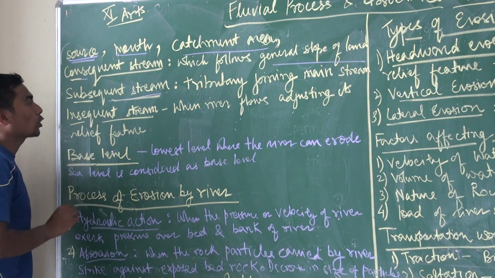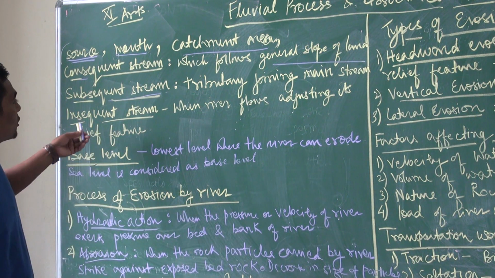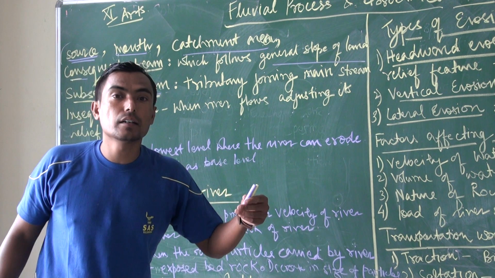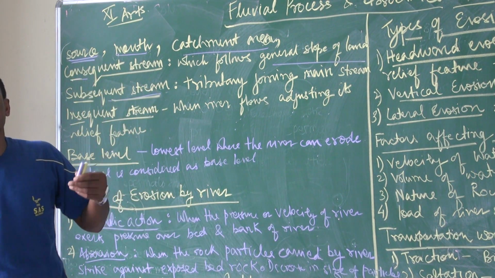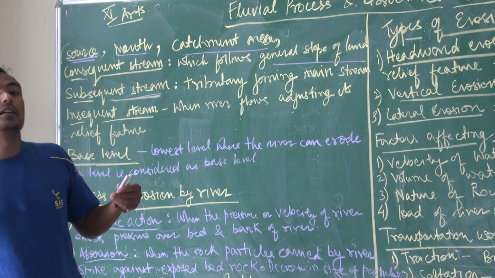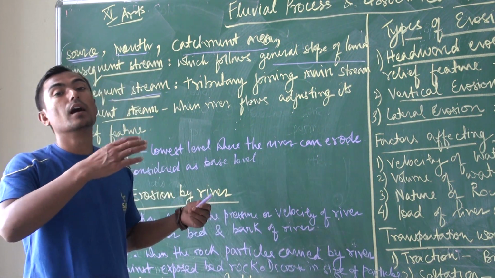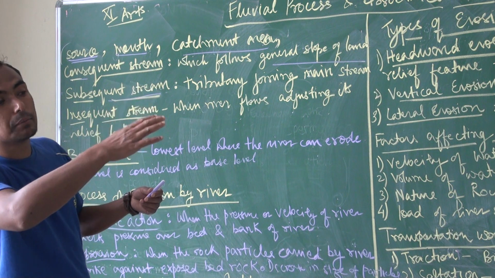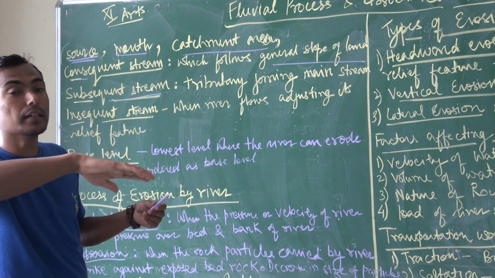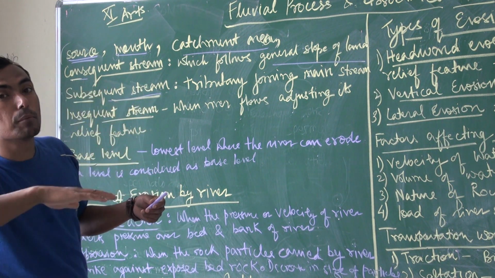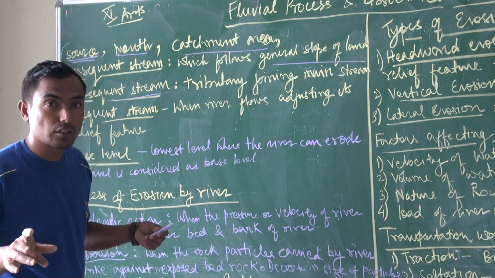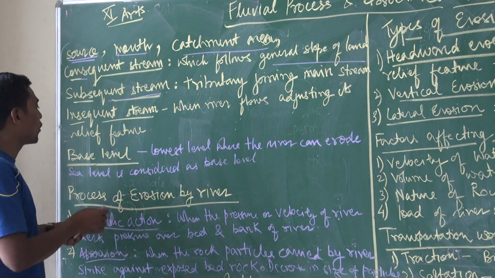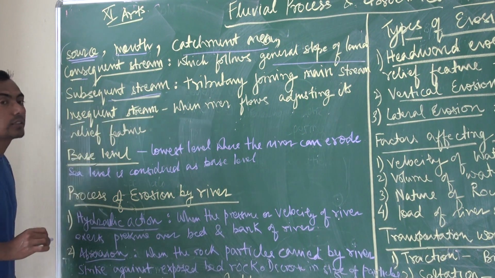Next, insequent stream. Insequent stream means when the river flows adjusting to the relief feature of the land. It means that sometimes the relief feature may be uneven, sometimes there may be a depression, or sometimes there may be a rise in the landform. So when the river flows adjusting to the relief feature, those rivers are called insequent streams.